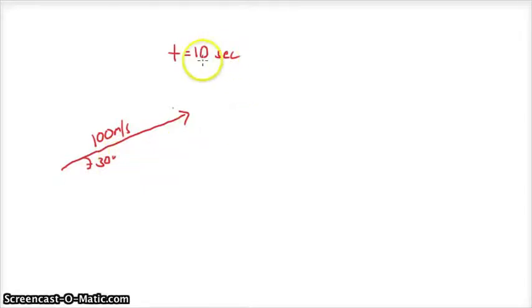Now keep in mind that from our last segment we just talked about calculating time in the air, which we calculated to be 10 seconds. 5 seconds to get up, 5 seconds to get back down, for a total of 10 seconds. So now let's focus on the range.